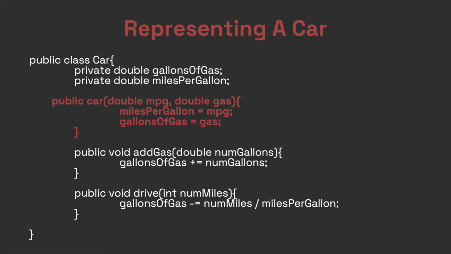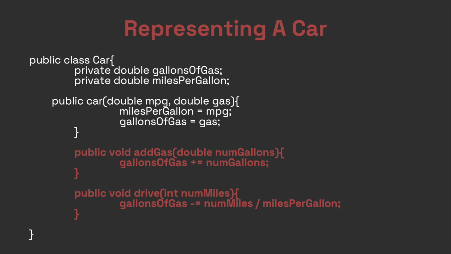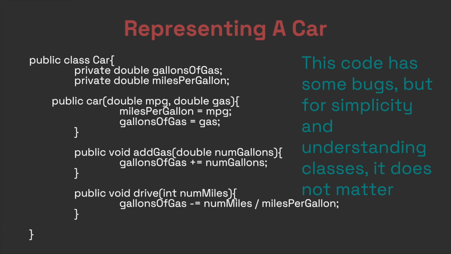Here is our class's constructor. Inside we have two parameters to represent the miles per gallon and the gas. Notice how we update the global attributes inside this method to the constructor arguments. Finally, we have the class methods, which allow us to interact with our virtual car. Mind you, this code is not perfect and technically has some bugs in it, but for the simplicity of understanding classes and not confusing the viewer, those are insignificant.